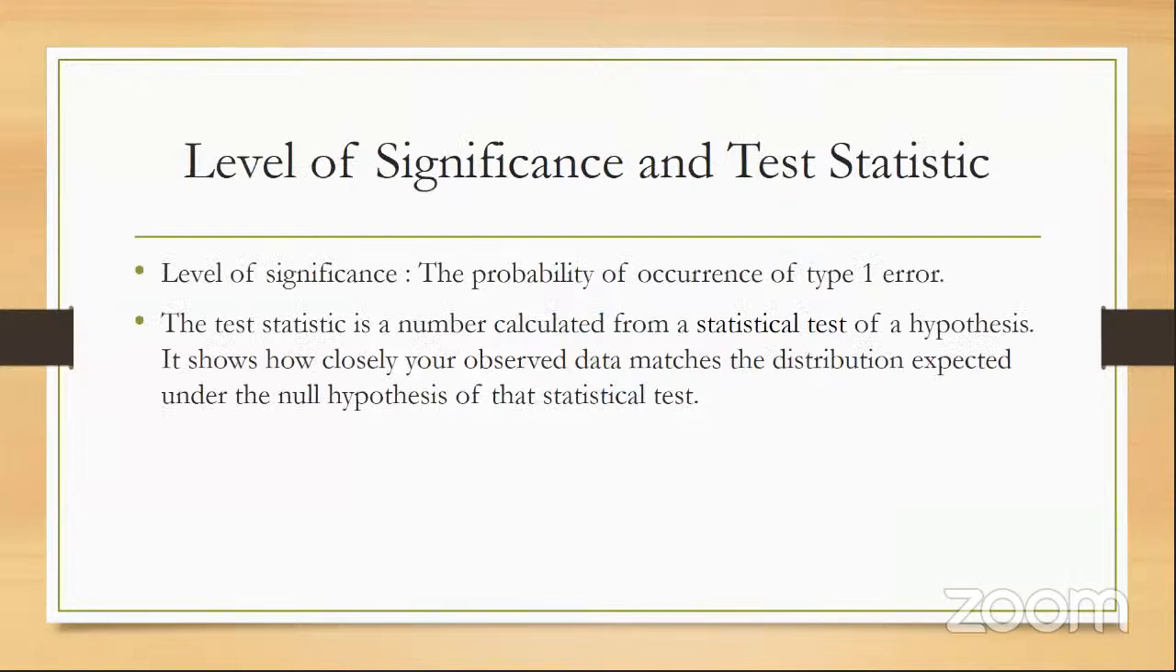So, level of significance and test statistic. The level of significance is the probability of occurrence of a type 1 error. The test statistic is a number calculated from a statistical test of a hypothesis. For example, for the t-test, we have a test statistic. It shows how closely your observed data matches the distribution expected under the null hypothesis of that statistical test.